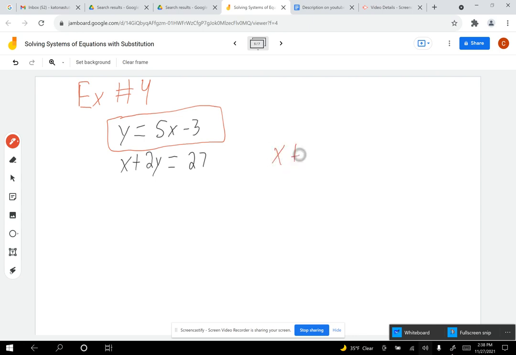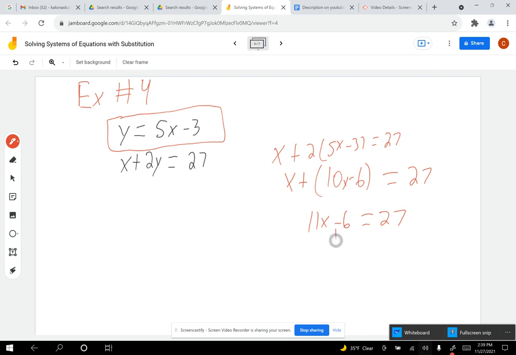So x plus 2 times 5x minus 3 equals 27. 2 times 5x is 10x. 2 times negative 3 is negative 6. We have x plus this equals 27. I obviously combine like terms. I get 11x minus 6 equals 27. I add 6 to both sides.